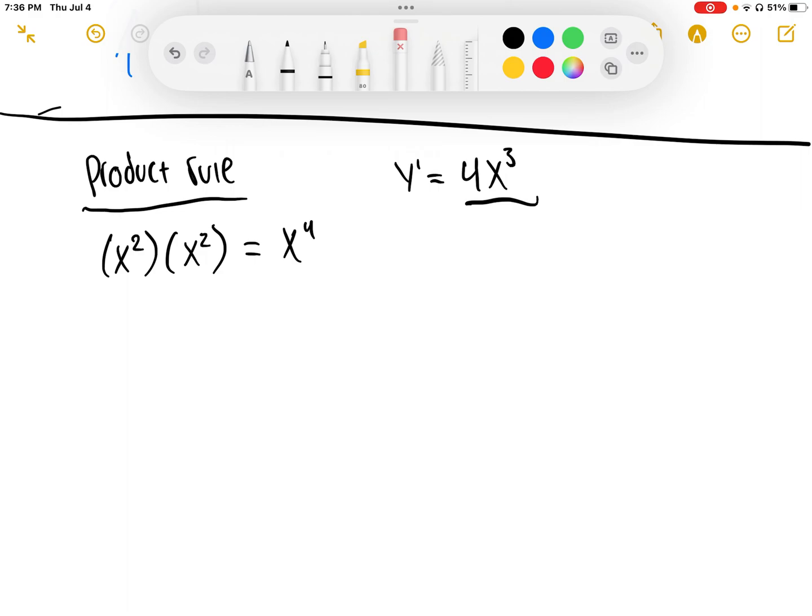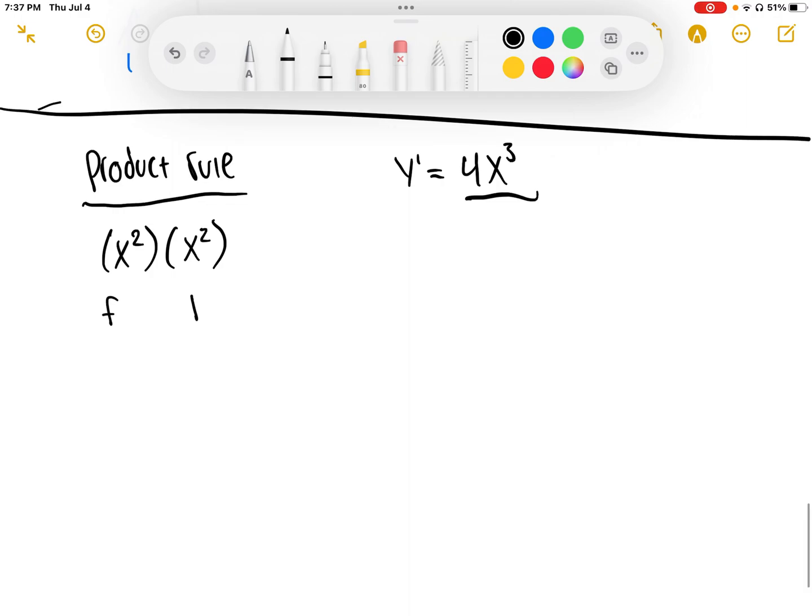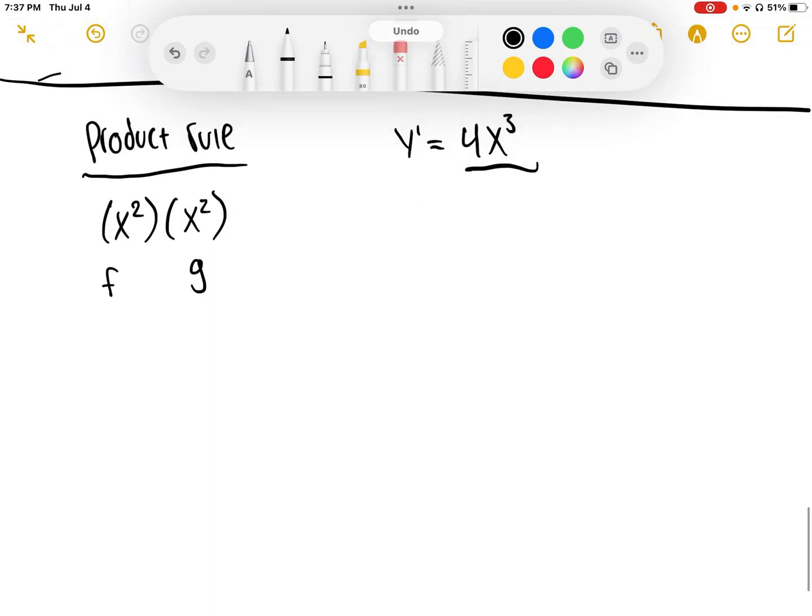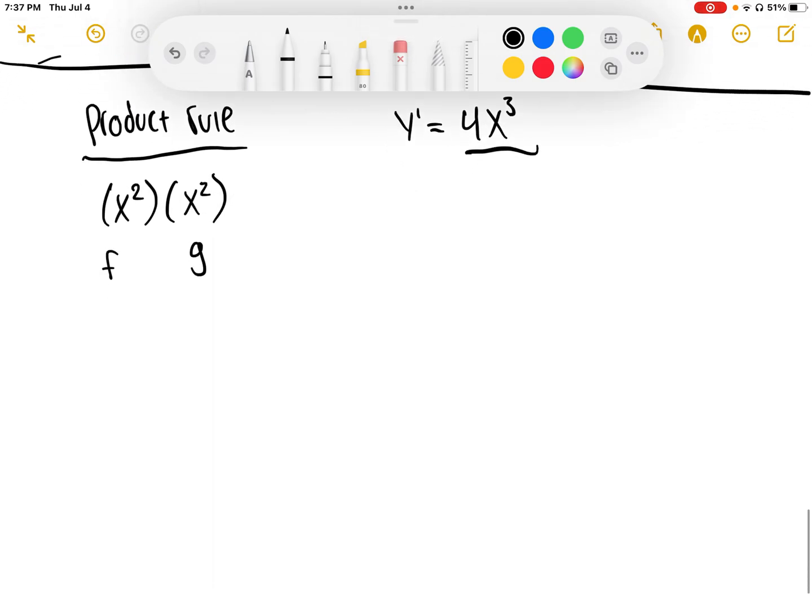It's not always ever going to be this easy, though. The whole point of the product rule is to help solve harder derivatives that you can't just use the power rule by itself. And so if we're going to have this, we have two separate functions here. We're going to call this one f. We're going to call this one g.